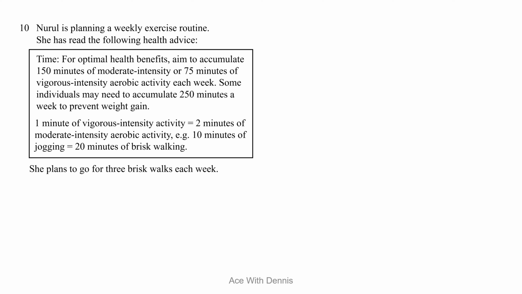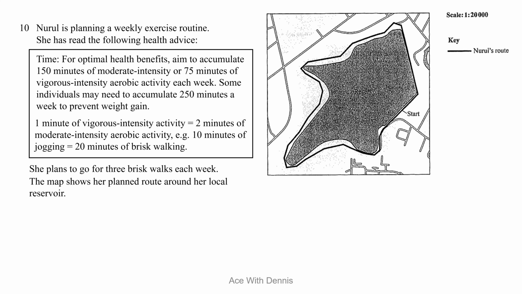She plans to go for 3 brisk walks each week. The map shows her planned route around her local reservoir. A. Estimate the length of Nurul's route. 2 marks. Alright, so to calculate the estimated length of Nurul's route, the first thing is we need to measure the route on the map.